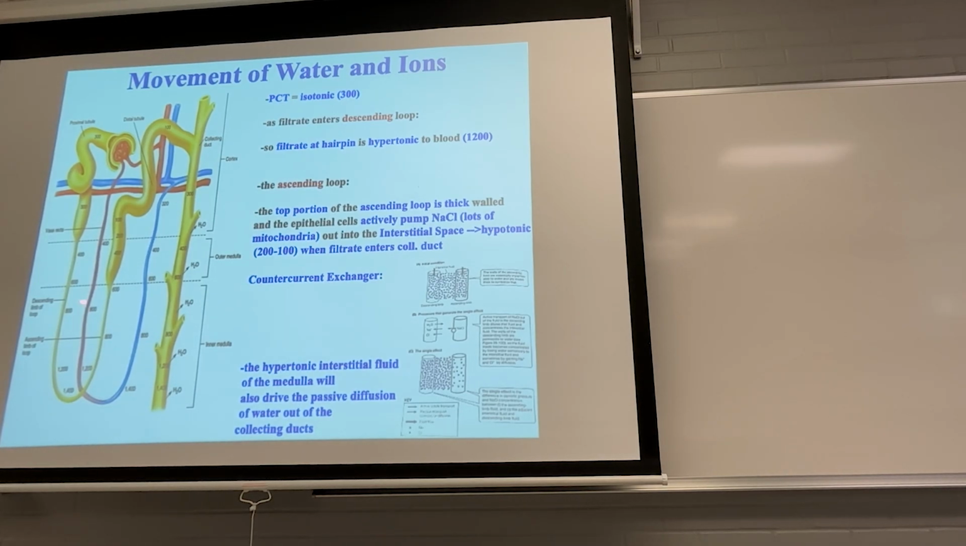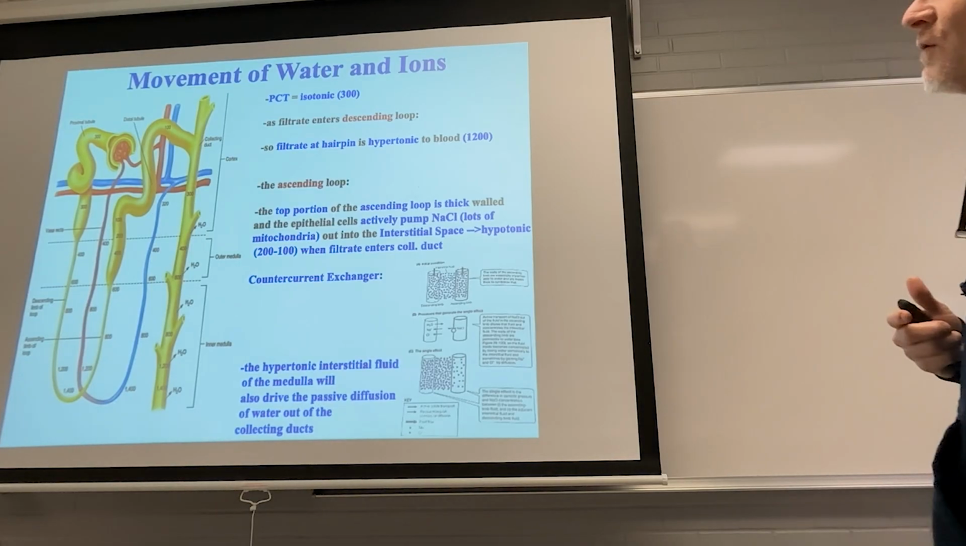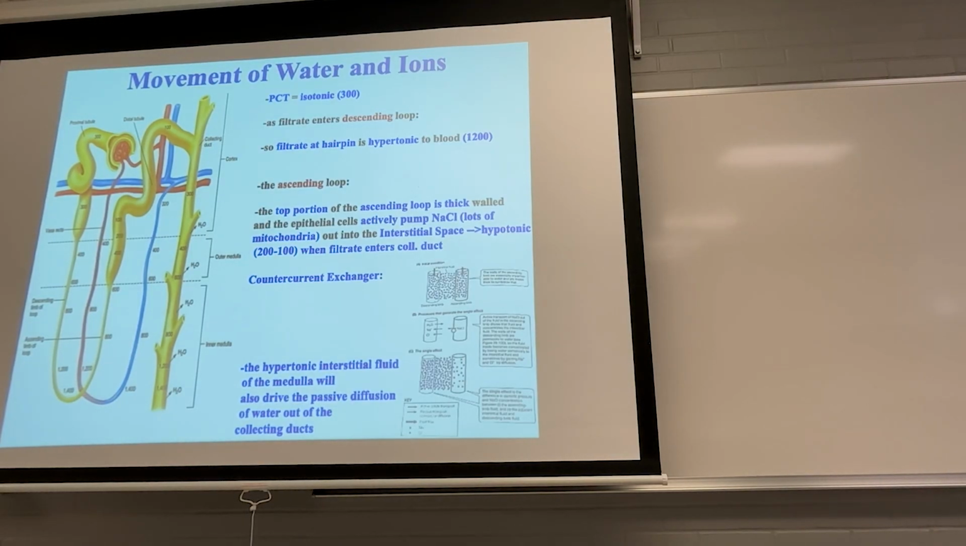So part of it exchanges or uses diffusion to move sodium chloride into the medullary interstitial fluids. And the top portion of the ascending limb is going to be a multiplier because it's actually going to expend a ton of energy pumping sodium chloride into the extracellular space of the medulla. And the medulla is going to become very hypertonic to the blood supply.